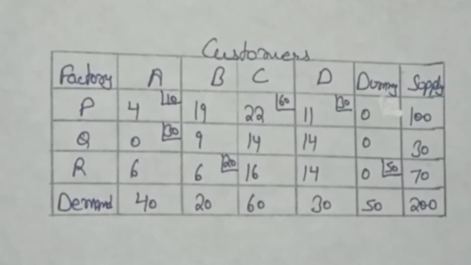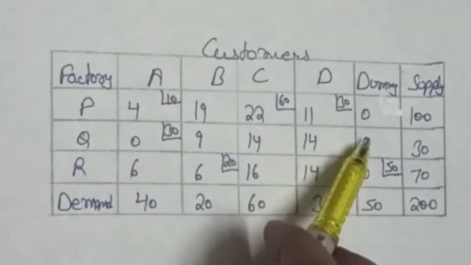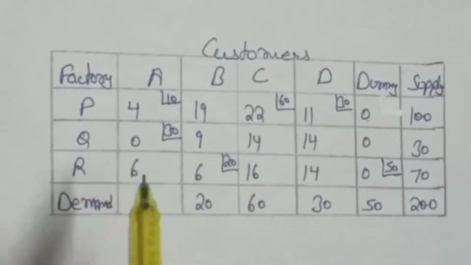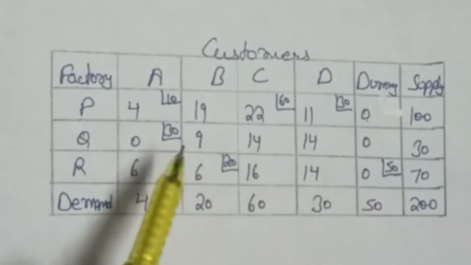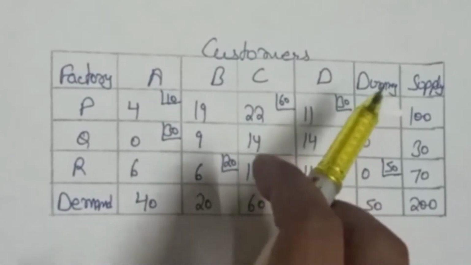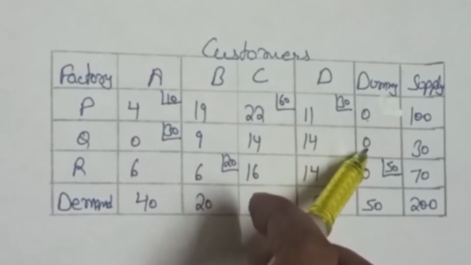We will select our cell with the minimum value. So students, you can see here we have 4 cells with 0 value: this cell, this cell, this cell and this cell. We already have allocations in these 2 cells, so we will ignore these cells. We will select our cell from these 2 cells, this cell and this cell.